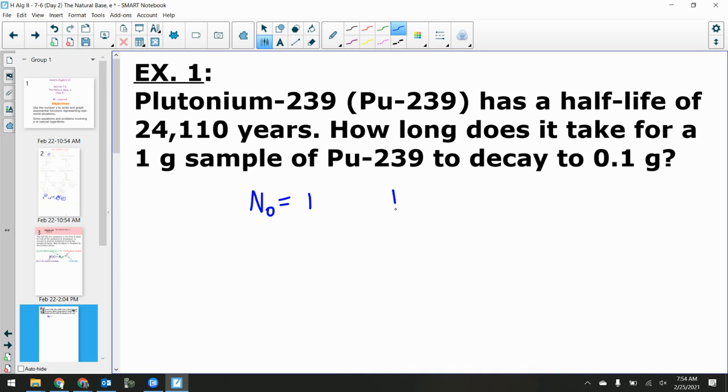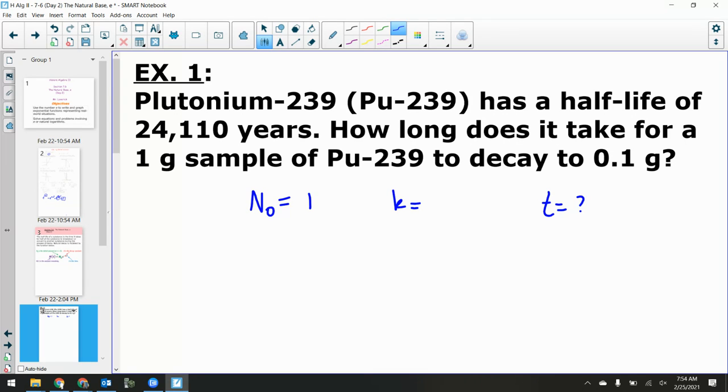Well, do we know k yet? Are we told the decay constant? No, we're not. What are we told? We're told the half-life. Now, t is not 24,110. T is going to be how long it takes. That's what we're looking for. T is the unknown here, what we're going to try to solve for, because that's the question being asked: how long does it take for this 1 gram sample to turn down into 0.1 gram?